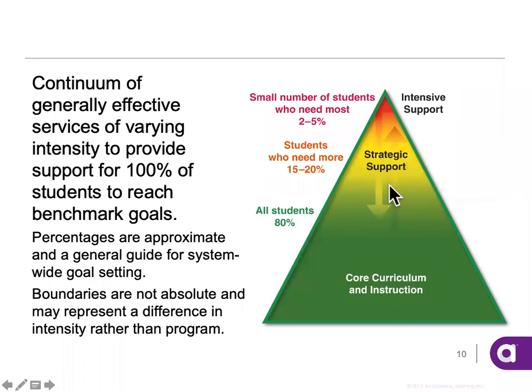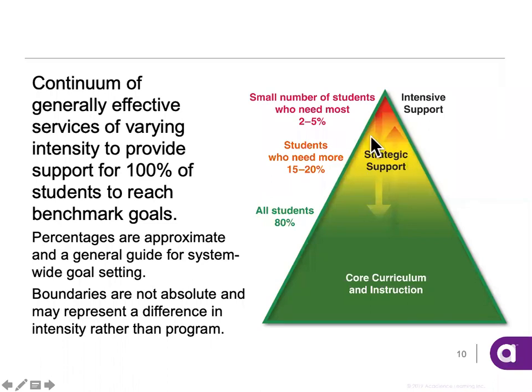We have tier 2 supports represented in yellow. We might call this strategic support. The purpose here is to accelerate learning for students who are identified as being at higher risk on our screening measures.